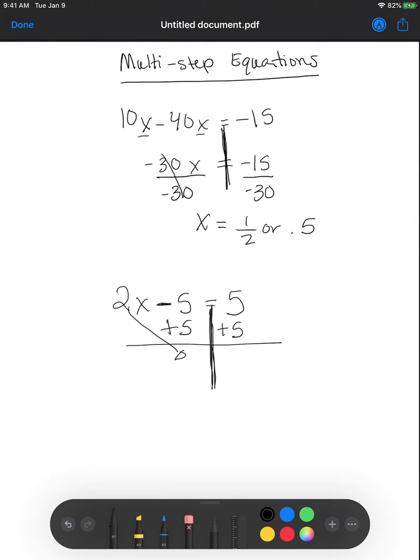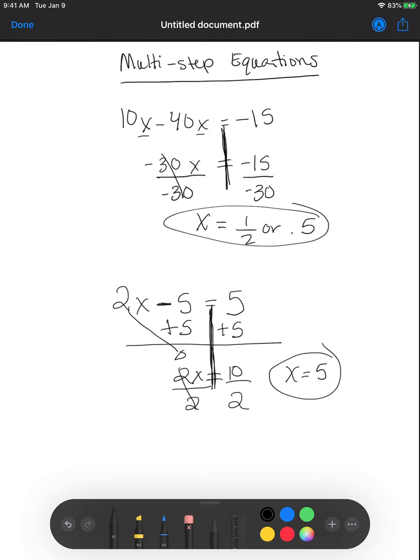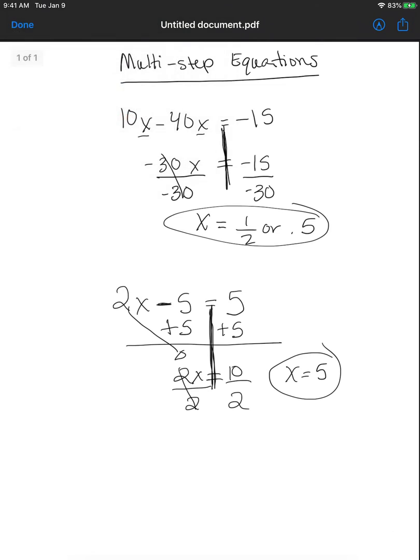Bring this down. 5 plus 5 is 10. So again, a letter by a number means you're multiplying, so the opposite of multiplying is dividing. 10 divided by 2 is 5. X equals 5. Alright, let's work on another one.